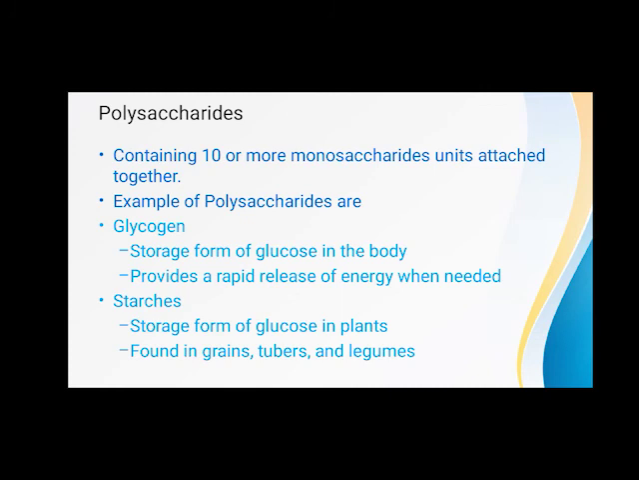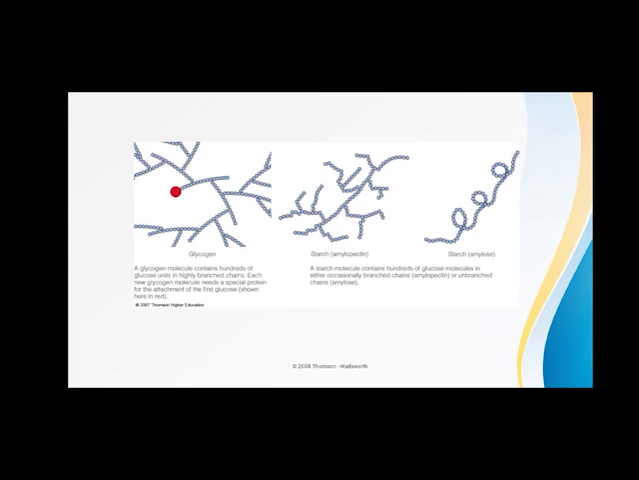This picture shows the structure of glycogen and starch. A glycogen molecule contains hundreds of glucose units in highly branched chains. Each new glycogen molecule needs a special protein for the attachment of the first glucose, shown here in red. And a starch molecule contains hundreds of glucose molecules in either an occasionally branched chain, which is amylopectin, or an unbranched chain, which is amylose.